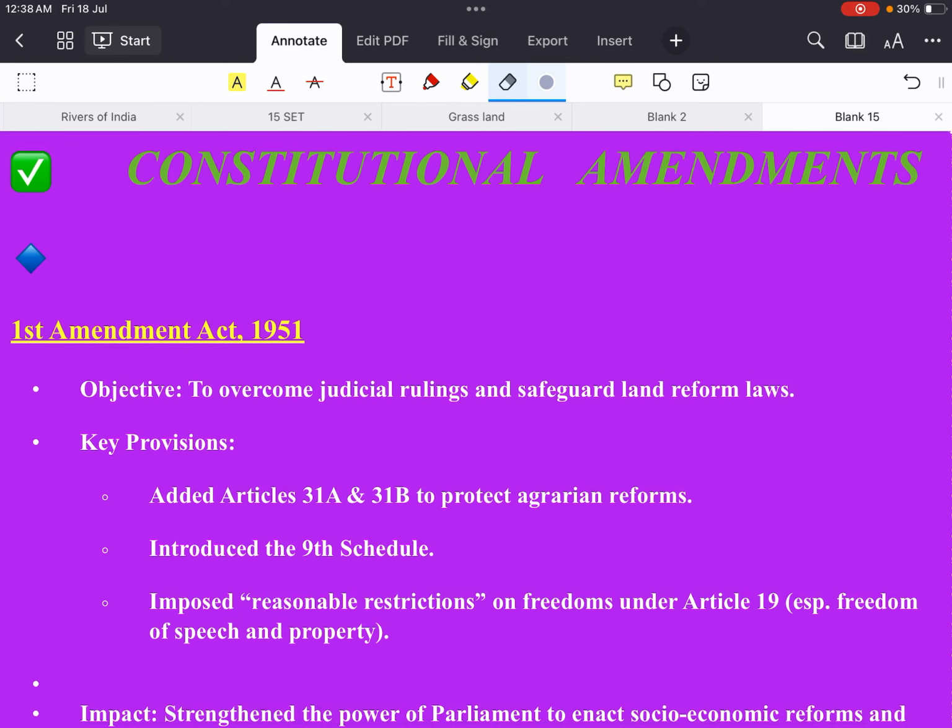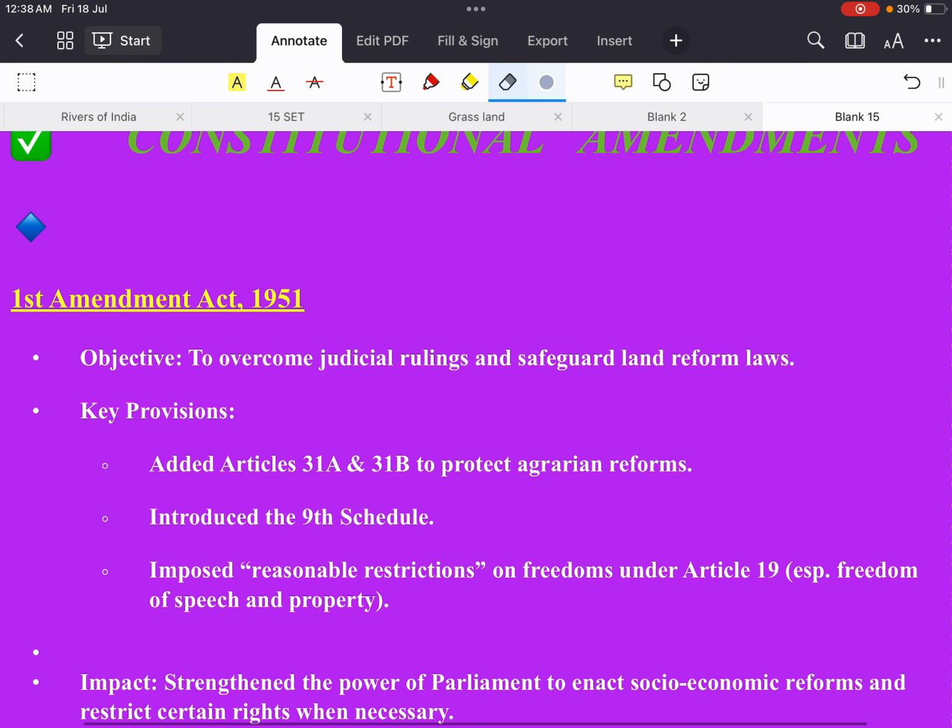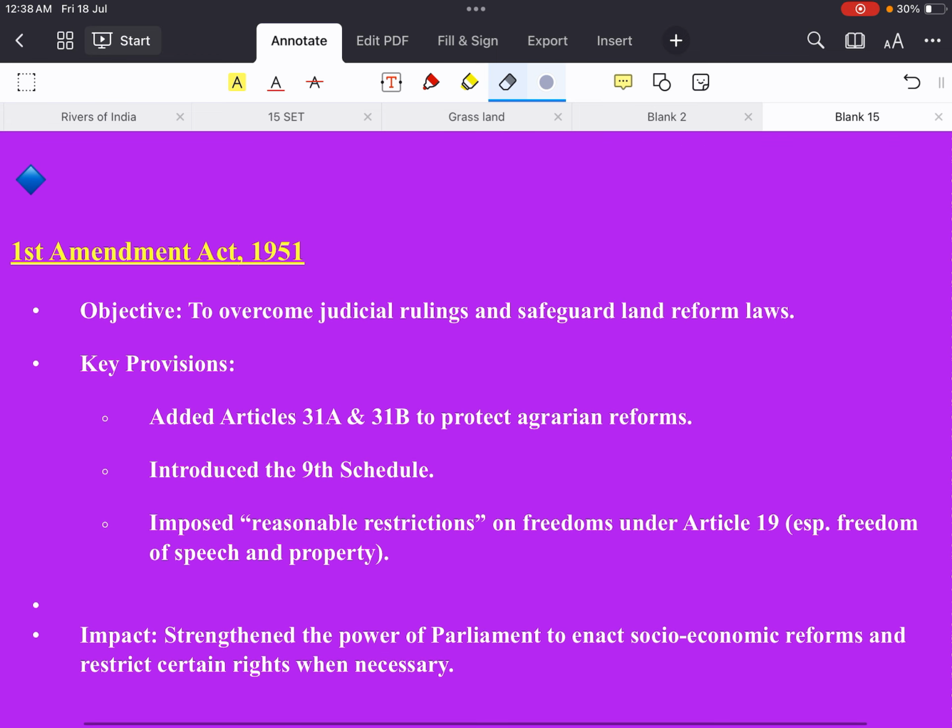Hello friends, today I will discuss some of the important Constitutional Amendment Acts. So let's begin the session. First, Constitutional Amendment Act 1951.